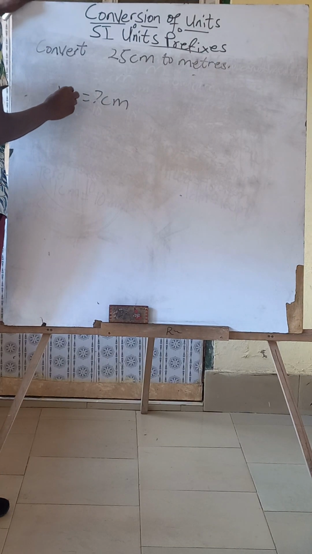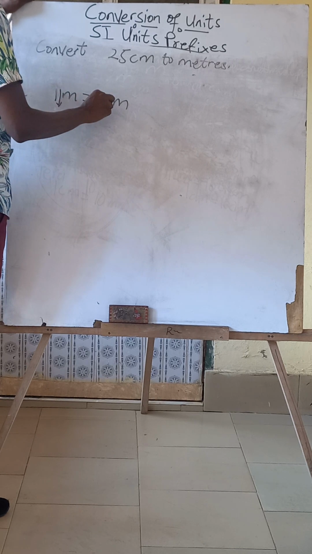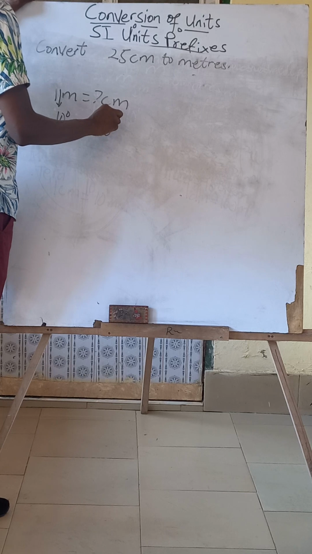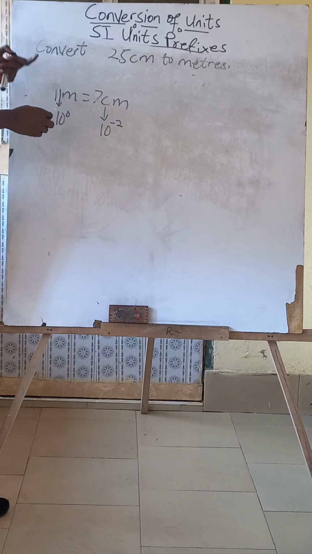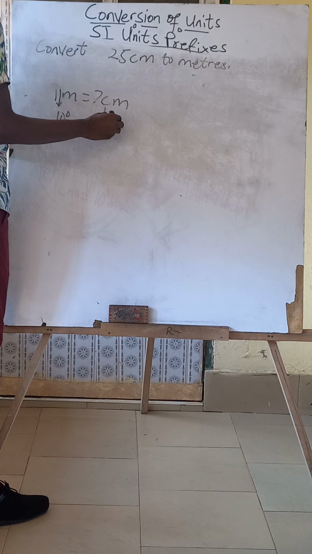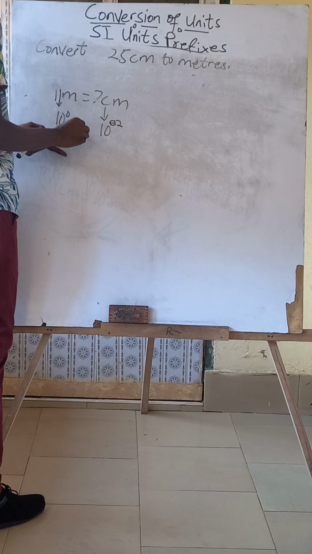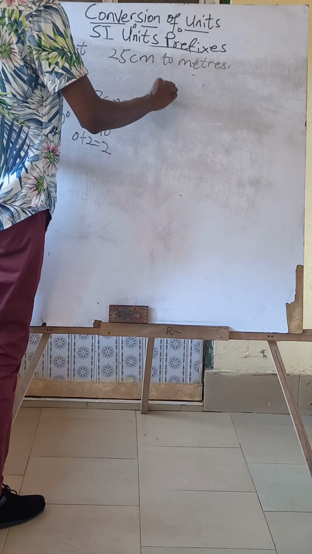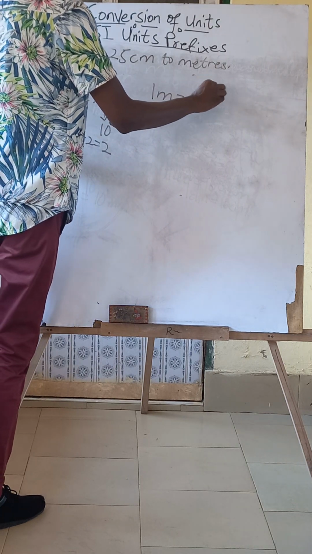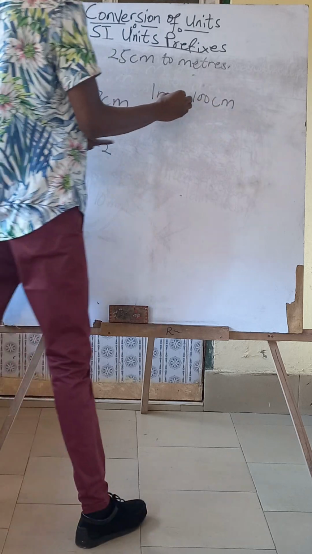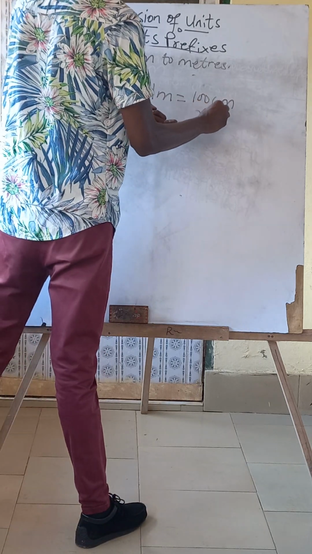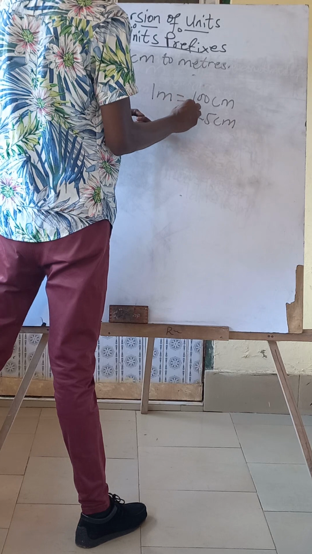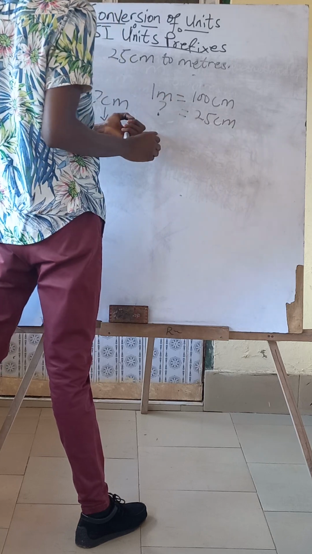So meter, we consider this as a multiple with a value of 10 raised to the power 0. This is a submultiple with a value of 10 raised to the power minus 2. So conversion from a multiple to a submultiple, let's ignore the negative here and let's add the exponent. 0 plus 2, this is 2. So 1 meter is equivalent to 100 centimeters. So we are saying that 25 centimeters is equivalent to how many meters? That is what you want to find.